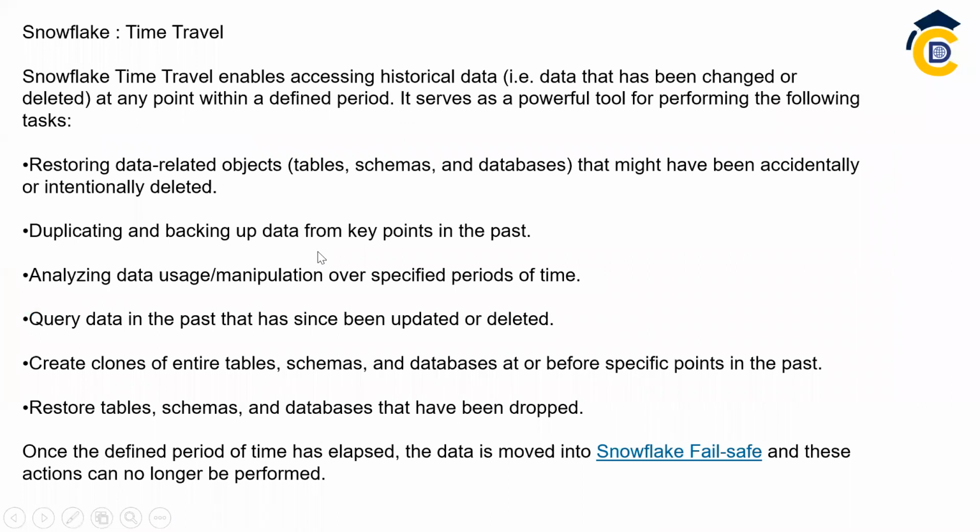Okay, so we have seen why time travel is possible. Let's see what this feature can do for us. This is a big list, like restoring data related objects: tables, schemas, and databases that might have been accidentally or intentionally deleted or even dropped. If you accidentally drop a table, or a schema or a database, you can get it back or restore it because of the time travel facility.